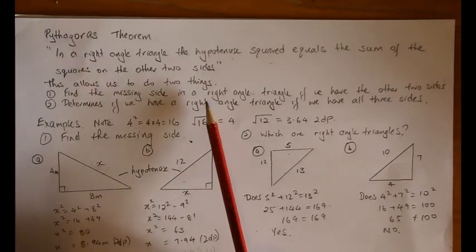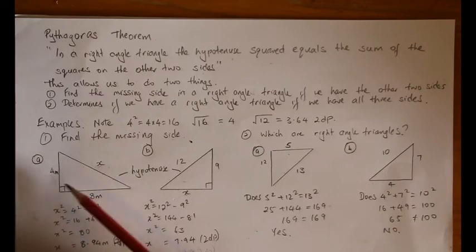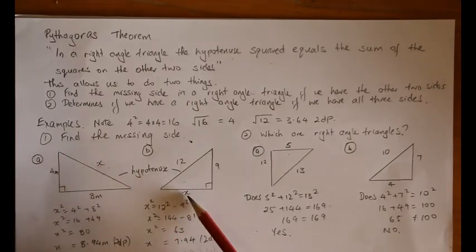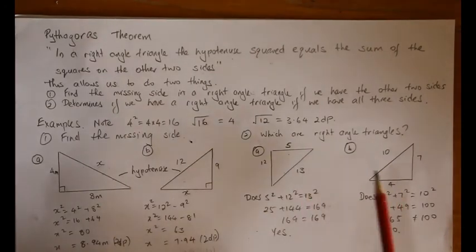Right, this allows us to do two things. If I gave you two sides on a right angle triangle, you will be able to find the missing side. Or if I gave you all three sides, you'll be able to tell me whether it's a right angle triangle or not.